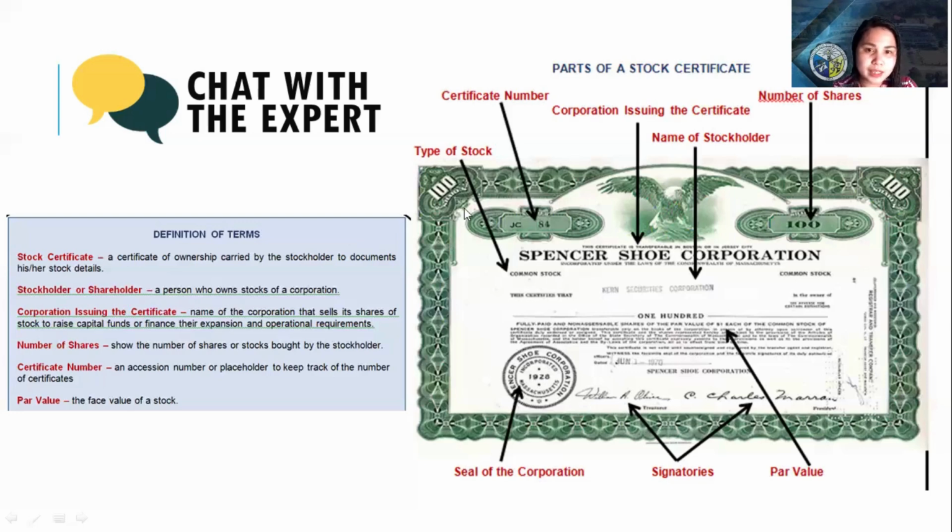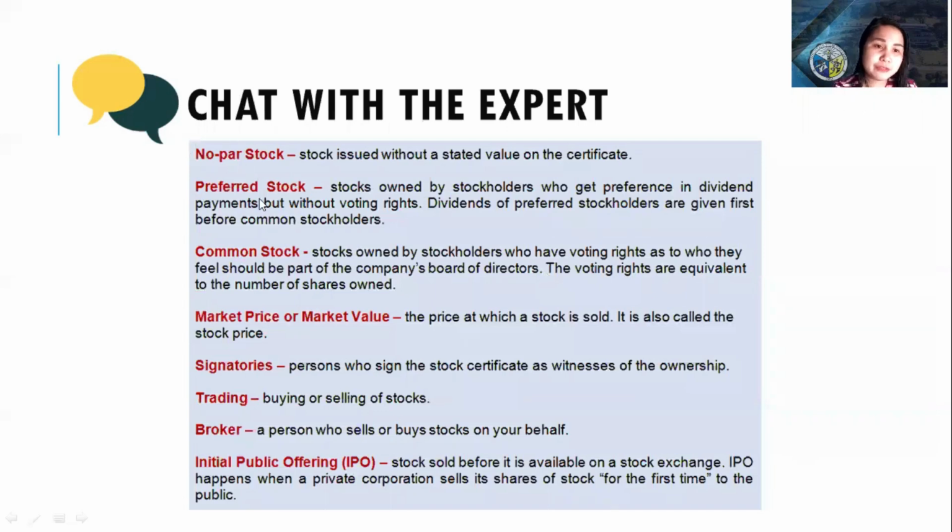The next one is the type of stock. The stock can be common stock or it can be a preferred stock. Now, how are they different from each other? Let's start with no par stock. If you say no par stock, it means it's a stock issued without a stated value on the certificate. It's an open stock. Usually it's given as a gift.